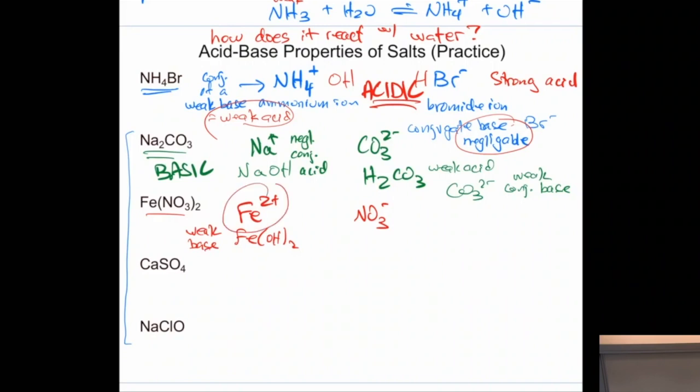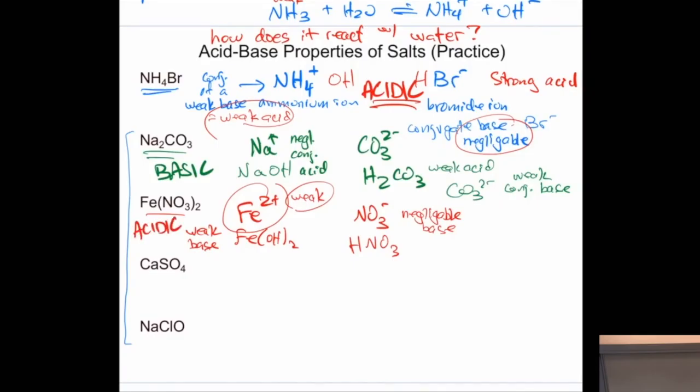meaning that this is going to be the conjugate acid of a weak base. It's going to be weak. So that will turn the pH acidic, but let's take a look at what the nitrate ion is. Where does the nitrate ion come from if we react it with water? HNO3. What is that? Nitric acid. Is that a strong acid or a weak acid? It's a strong acid, which means this is a negligible base. It's the negligible conjugate base of a strong acid. So when we put iron 2 nitrate in aqueous solution, this should be acidic.